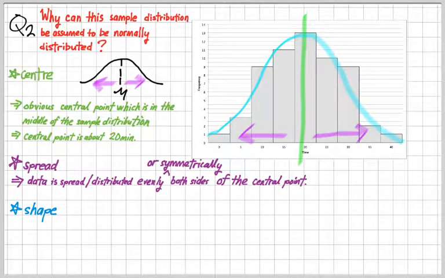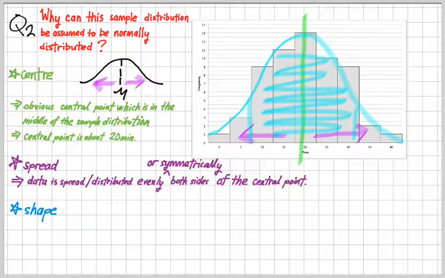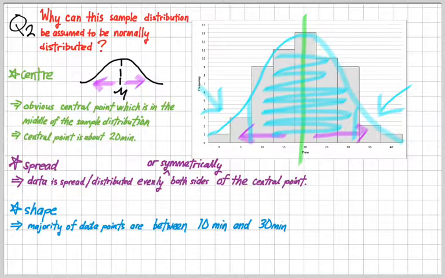Last thing we need to consider is the shape of the distribution. Now I've taken my outline there and I've just sort of hit the top of each of the bars, and it looks very much like a normal distribution. But we need to actually be able to write down reasons why. So there I've colored in most of the data points, and what I've pointed out there is the left and right tail, but let's come back to that in a second.